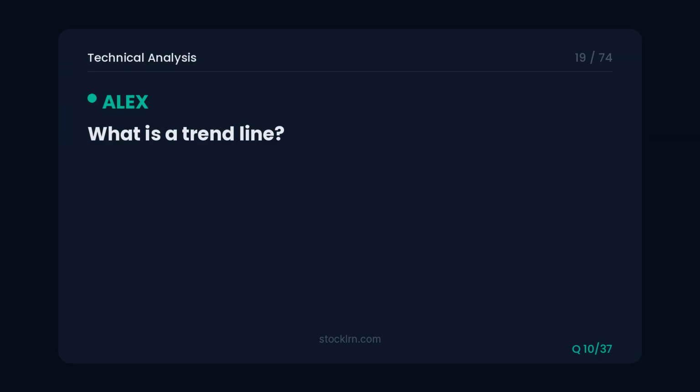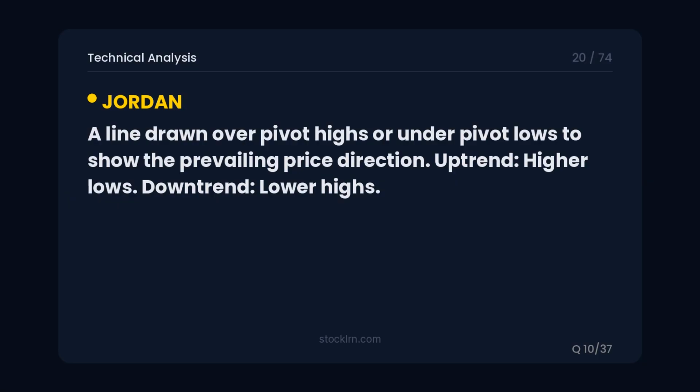What is a trend line? A line drawn over pivot highs or under pivot lows to show the prevailing price direction. Uptrend, higher lows. Downtrend, lower highs.